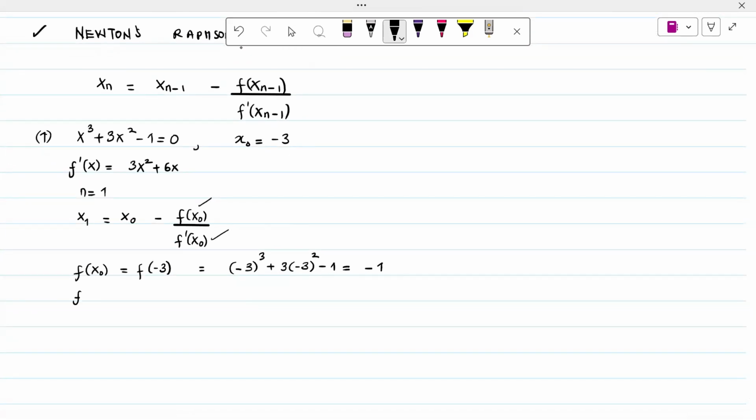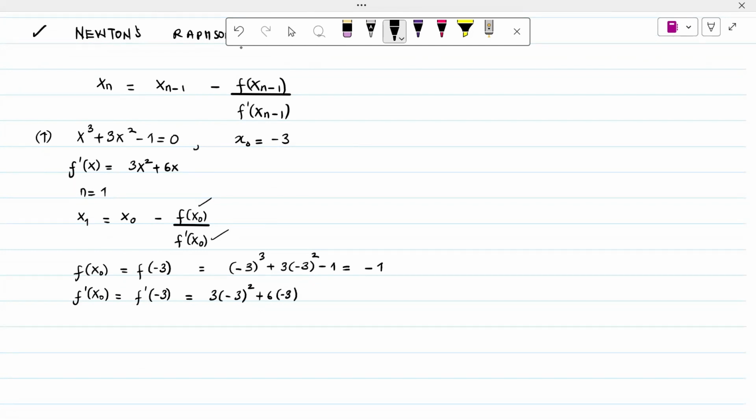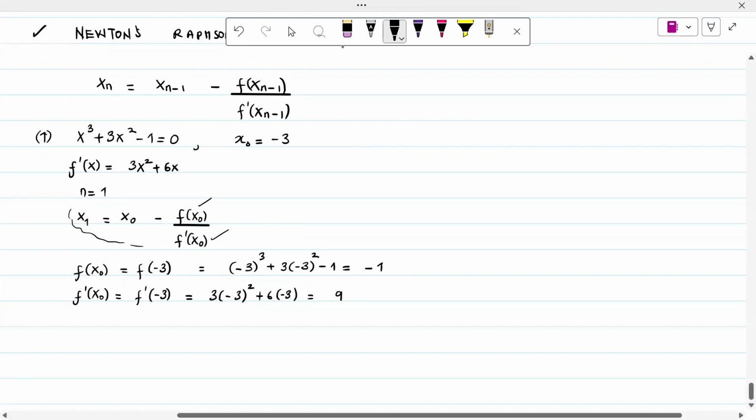And then let's also get f prime of x naught, which is f prime of -3. So we have 3 times -3 squared plus 6 times -3. What do you get here? This gives me +9. Some should try to check and confirm if that is true. I'm getting +9. All right, so now we go back and substitute in our formula to find x1. So x1 will be equal to this expression.